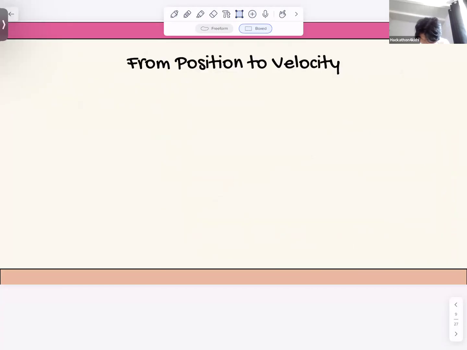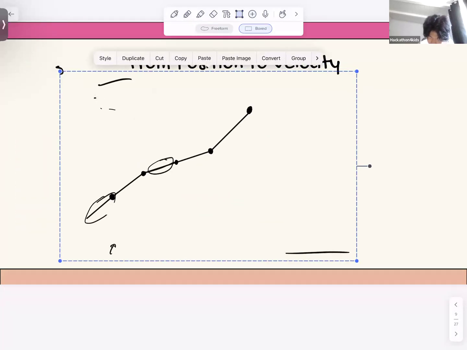Let's just copy that. So from position to velocity, let's paste that image real quick. Oh, it's not what I wanted.